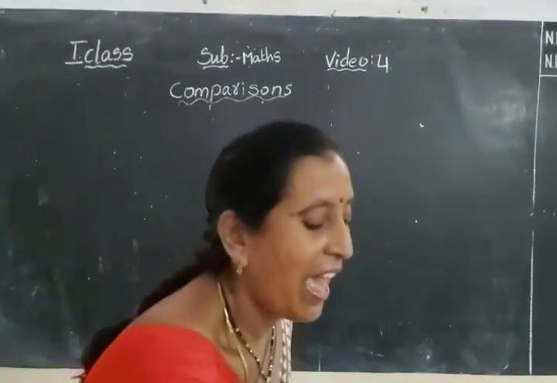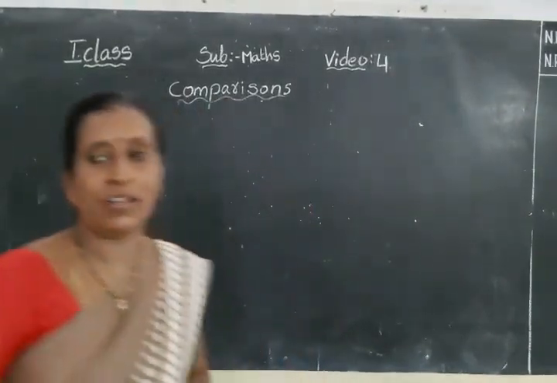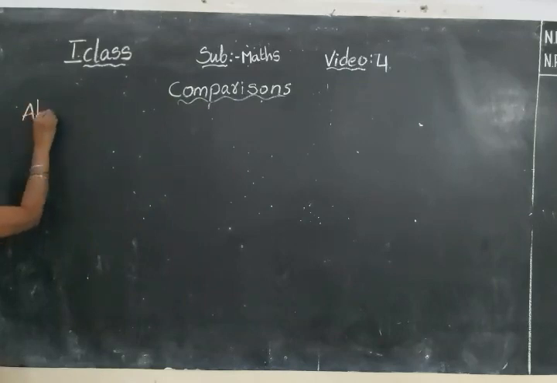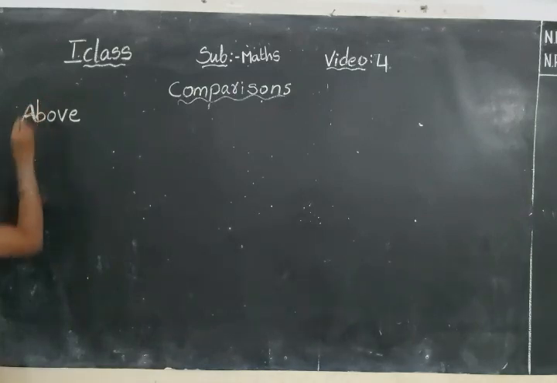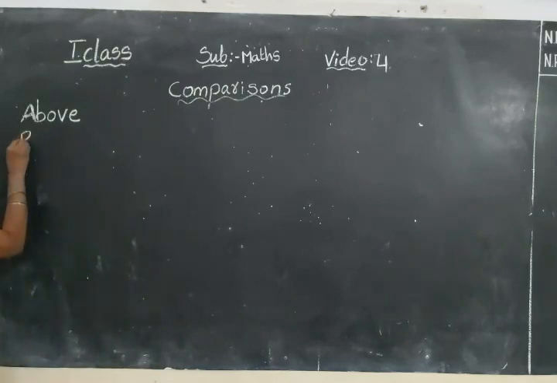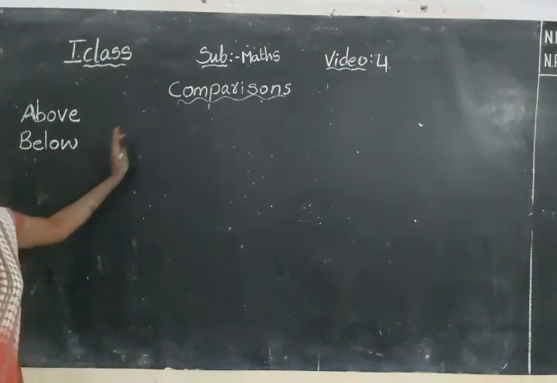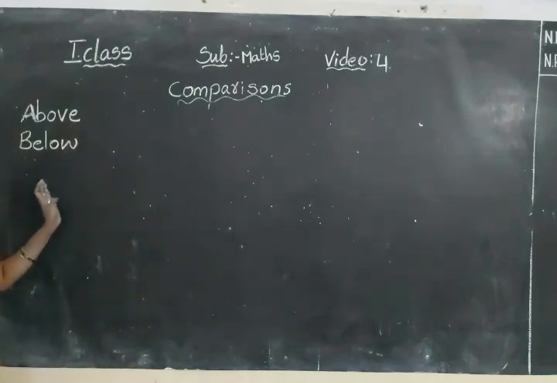That is above and below. What is that? Above and below. A-B-O-V-E, above. Say again. A-B-O-V-E, above. B-E-L-O-W, below. Say again. B-E-L-O-W, below. What does this mean? What does this mean with these two concepts, above and below?